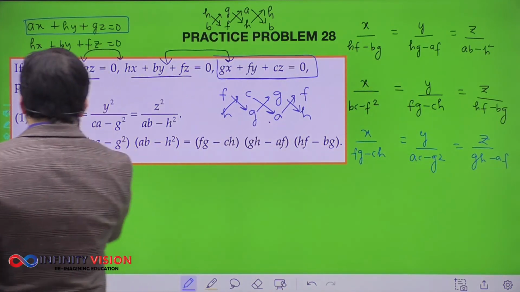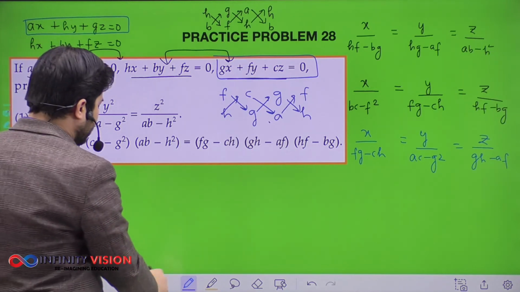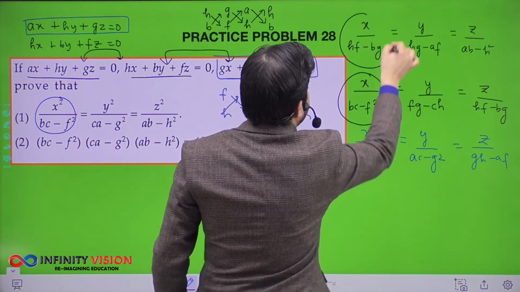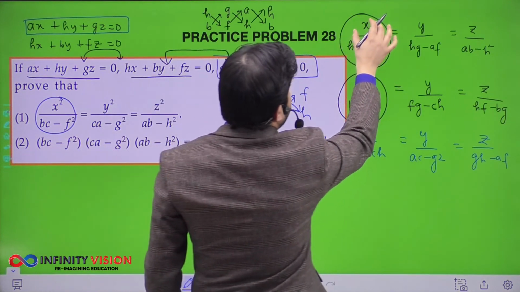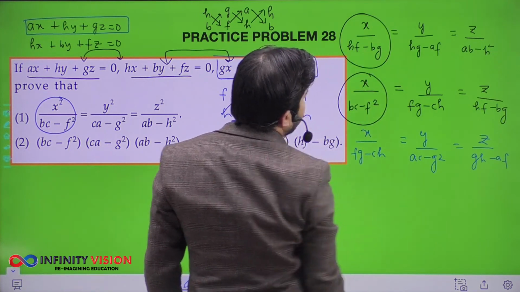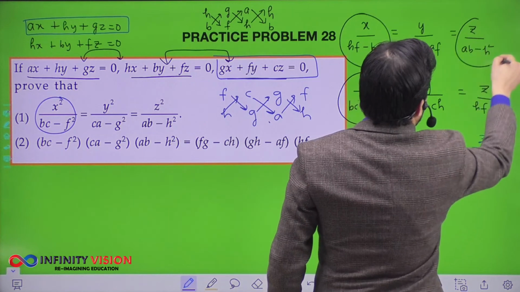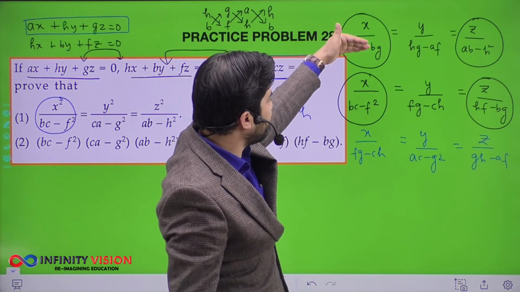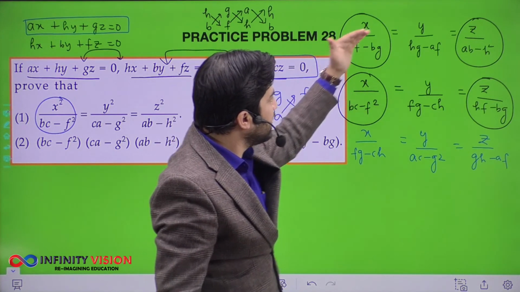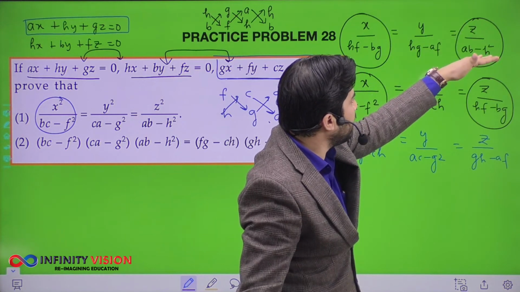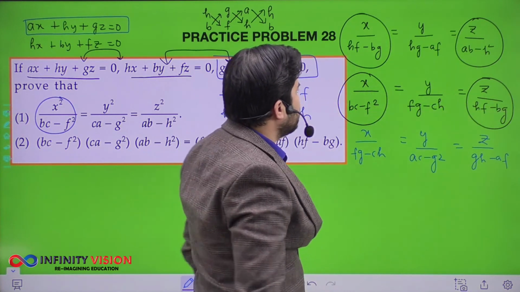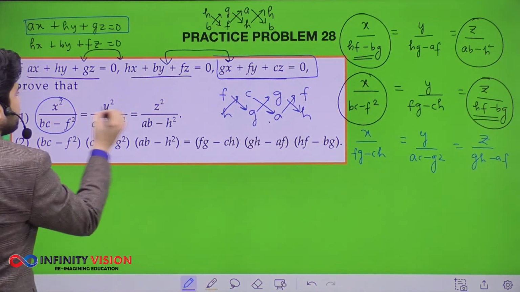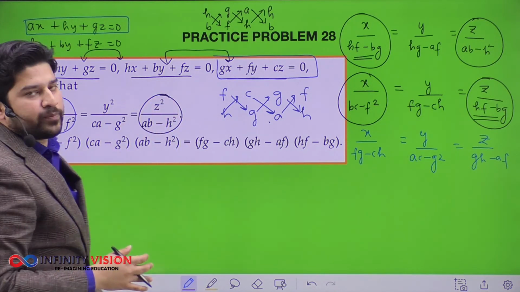Now I need to create x square upon bc minus f square. For that, I am going to take this x and I will multiply with this. So I'll get x square into bc minus f square into hf minus bg, and I am going to take this z and this z. What you will notice, x into x is x square upon hf minus bg into bc minus f square equals to z into z, that is z square upon ab minus h square into hf minus bg. You notice that hf minus bg is common, so they would be cancelled, and you can say that this is equivalent to this, as we have done in the previous problems.